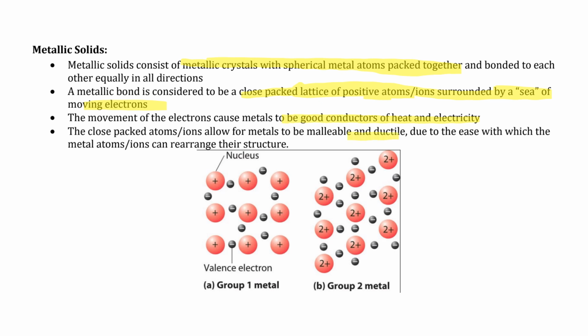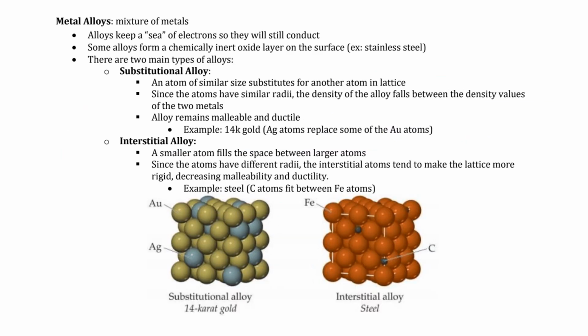They tend to be malleable and ductile due to the ease with which the metal atoms can rearrange their structure. You have a group 1 metal, a group 2 metal. So the group 1 metals, you see for every 1 plus there is a minus. Here for the group 2 metals, like calcium, magnesium, there are 2 plus charges. So you need 2 electrons to make it neutral.